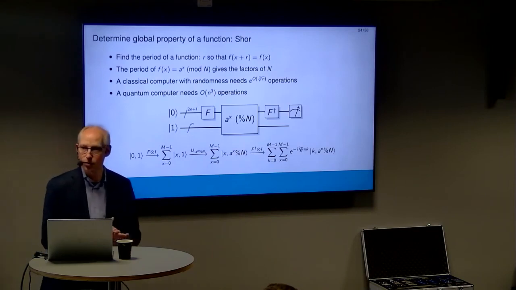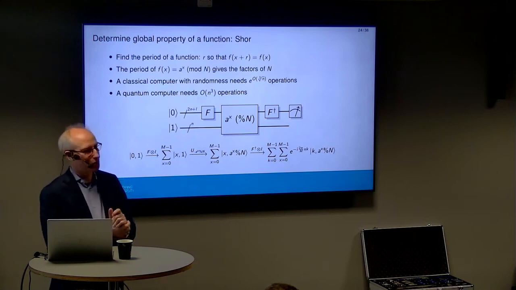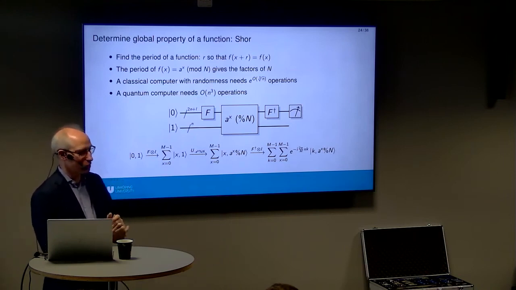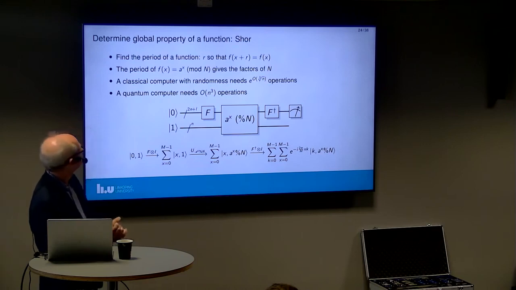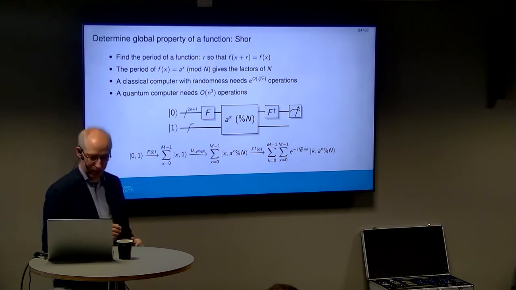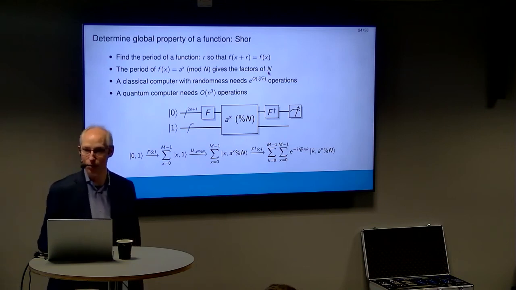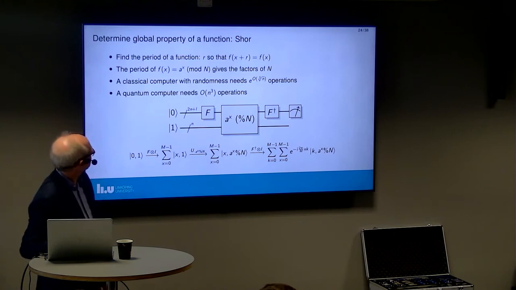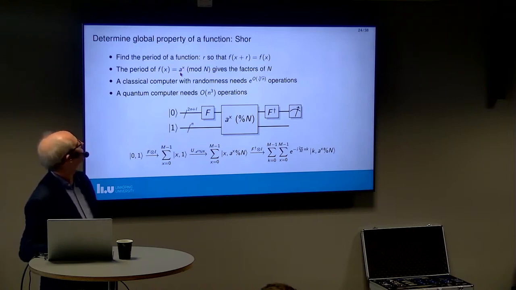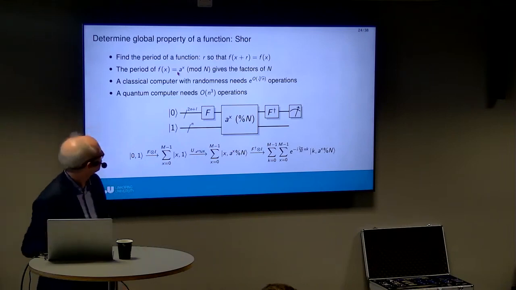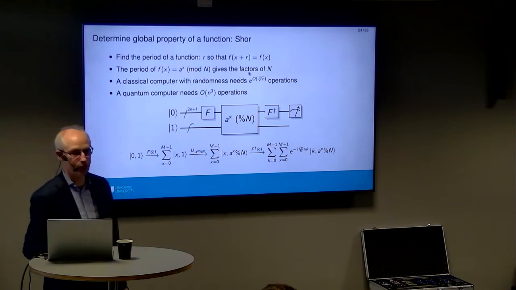Everybody wants to know about Shor. What is Shor's algorithm? The one that's the poster child for quantum computing. Shor's algorithm can factorize integers into prime numbers. And I'll just state here, the period of this function for an a that you choose, well, you can choose a randomly. The period of this function here gives you the factors of n.